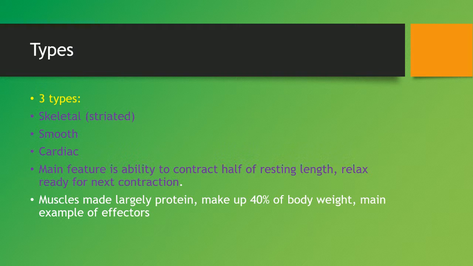The main feature of muscle is the ability to contract to half of its resting length and relax, ready for the next contraction. Muscles are made largely of protein, and they make up 40% of the body weight, and they're the main example of effectors if you go back to the nervous system.